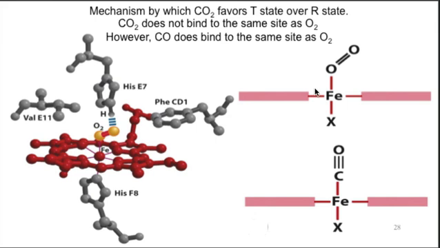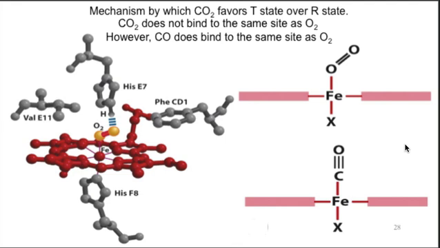In contrast, CO, carbon monoxide, has a very different configuration than O2, and therefore it sticks straight up and nothing interferes with its binding. So CO, carbon monoxide, has a much higher affinity for hemoglobin than does O2, and it's one reason carbon monoxide is so toxic.